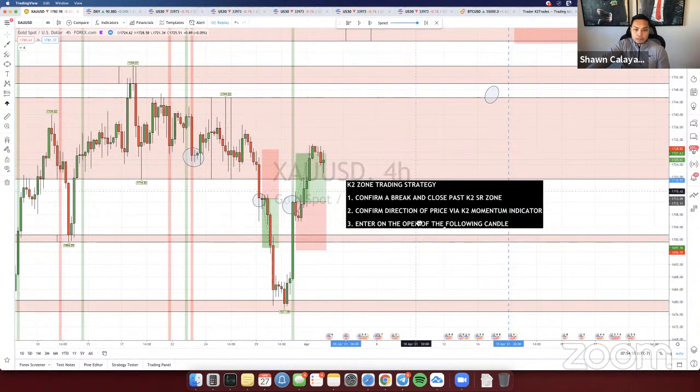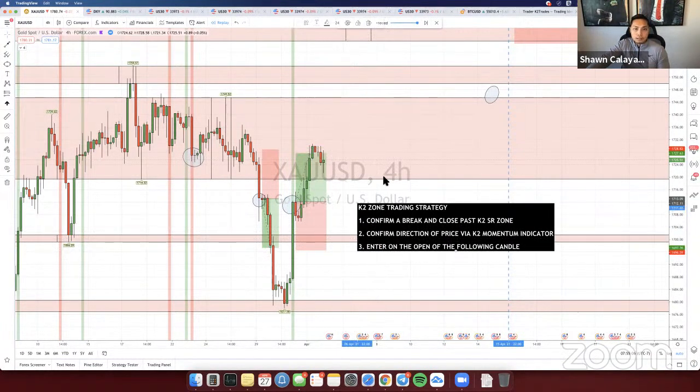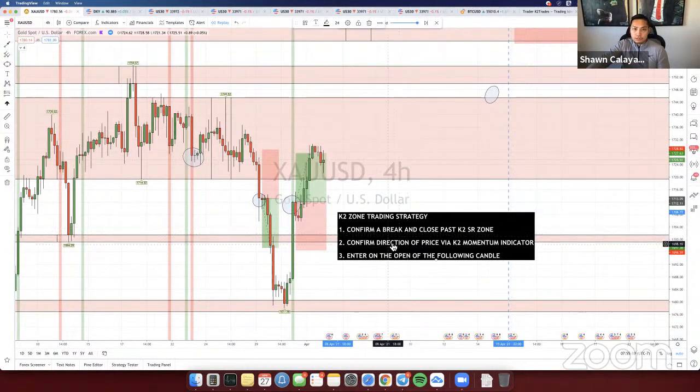It's literally a checklist. You just confirm the break and close. There's a break and close. You confirm the momentum. You look at the buy signal here, you look at the sell signal here. It's as easy as that. It's a checklist. You check off one, check off two, enter the trade, and then you let it run. And that's pretty much how we do the intraday strategy here.